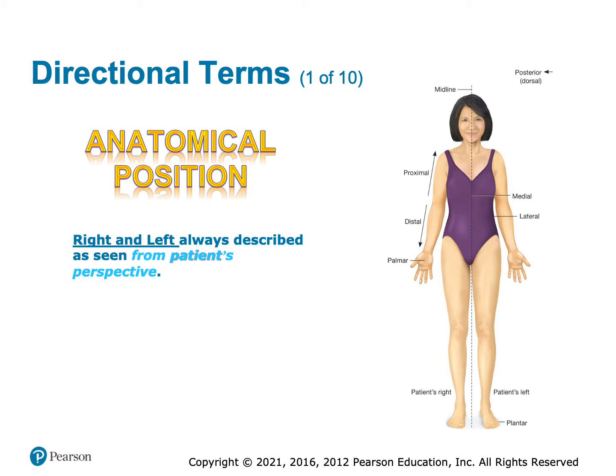The first term is anatomical position. This is a standard point of reference for all medical professionals. The anatomical position has your patient facing forward, hands at their side, palms facing forward. And whenever we're talking about a patient's right and left, it is always their right and left. So if I'm looking at my patient and their injury is on my right side, that would be the patient's left side. So make sure that you're referring to their right and left when you're describing any injury or medical condition.